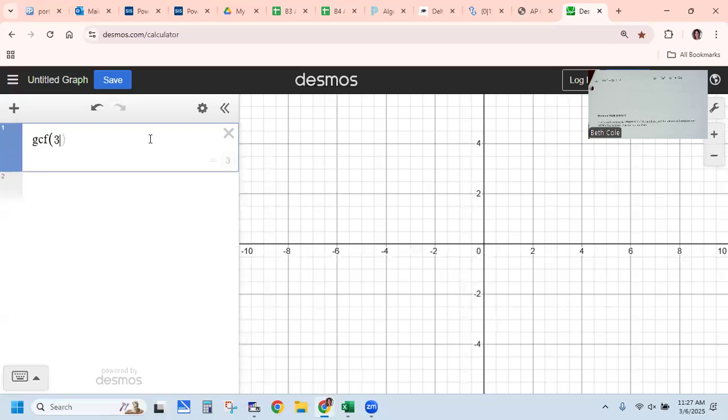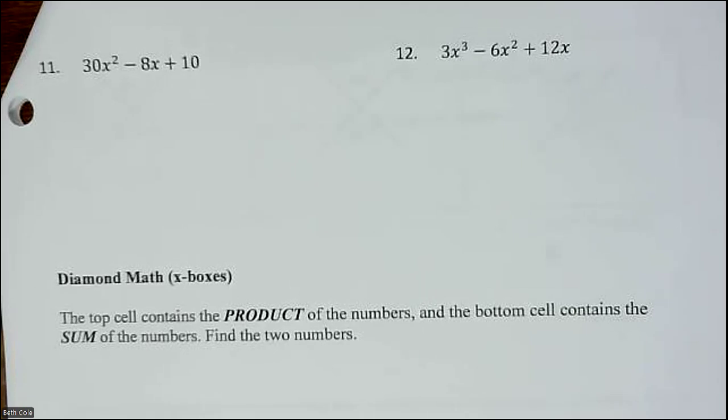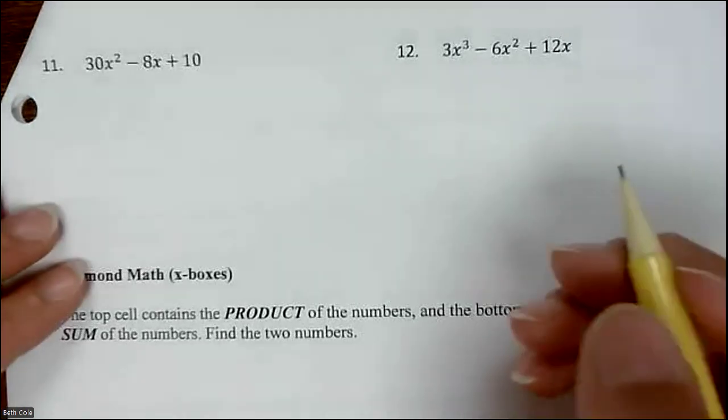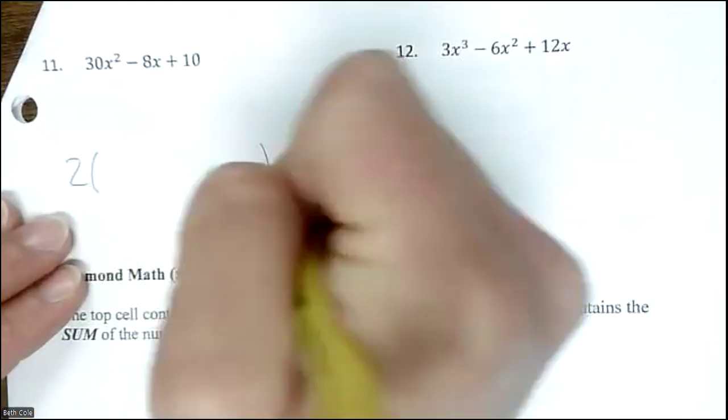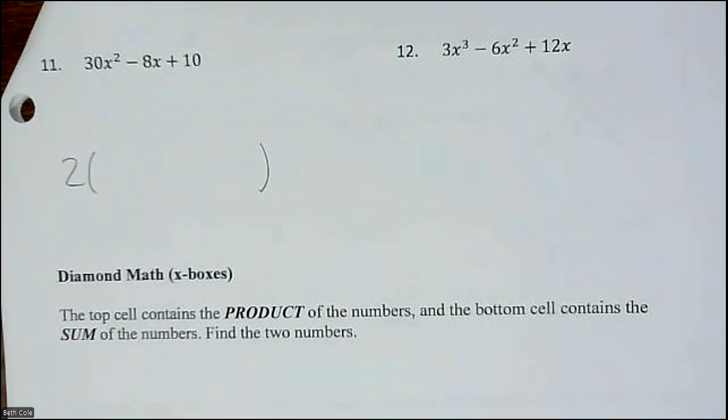I think I heard somebody say it, but look, I'm going to type it in. 30, 8, and 10 is 2. Good job. So can you take anything else besides 2? Just 2. All right, so we're going to divide them all by 2.